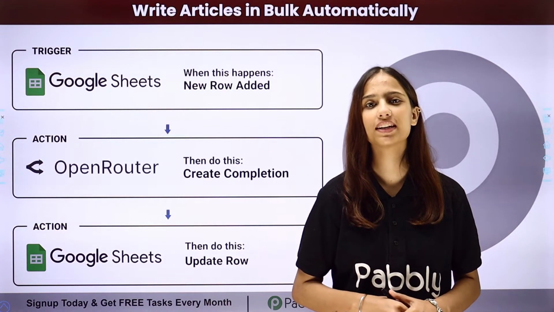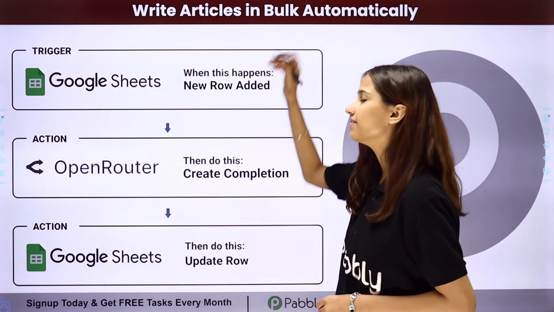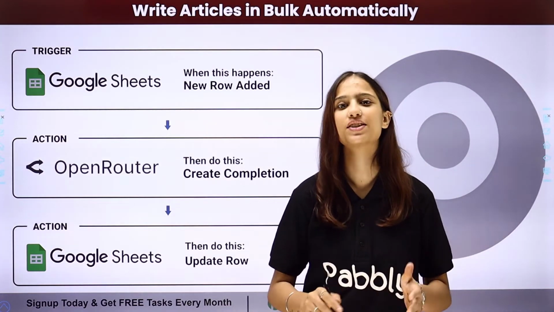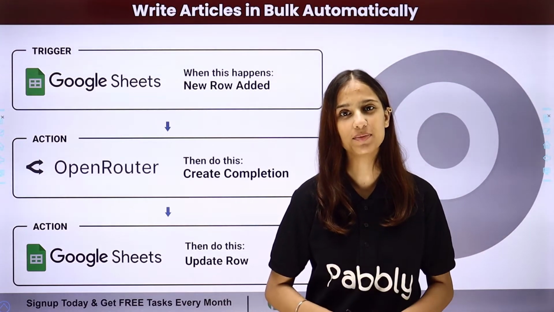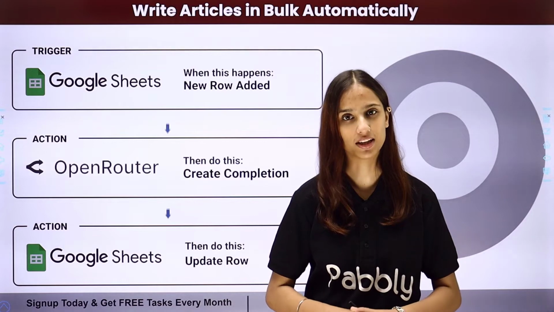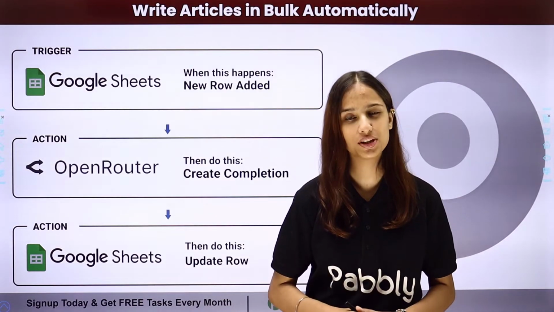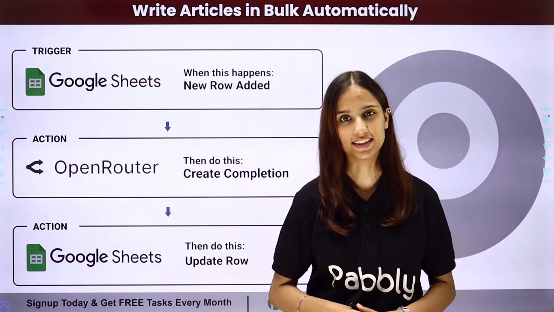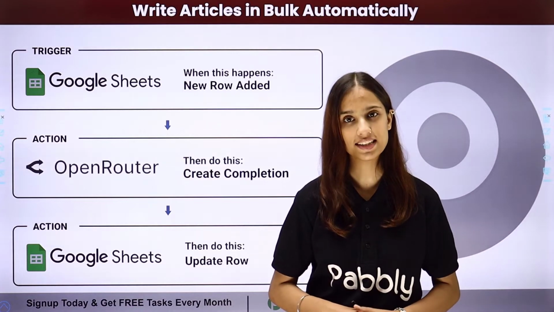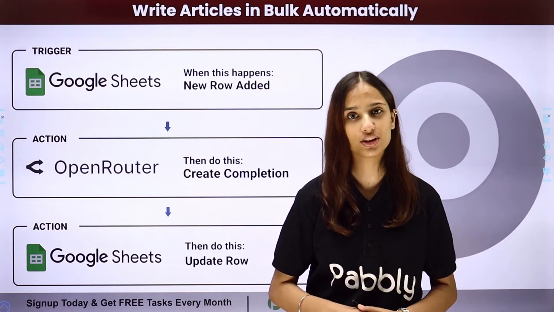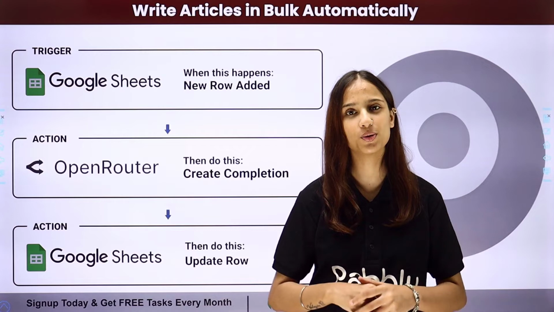So in today's video we will understand how to write articles in bulk automatically. Yes, you can completely automate this entire process of writing articles in bulk. So here I have created a Google Sheet where I have added the article titles. So now my objective is that I want to generate the content for the articles automatically by using OpenRouter.